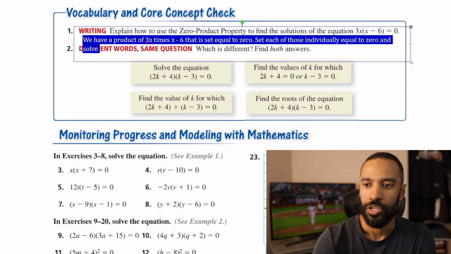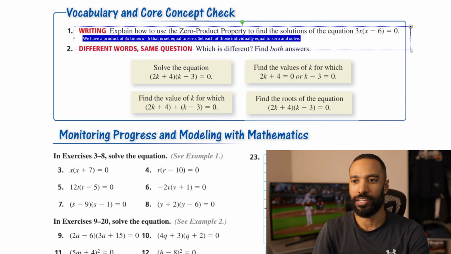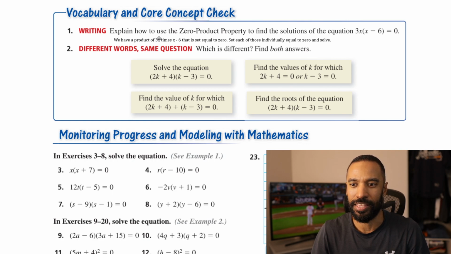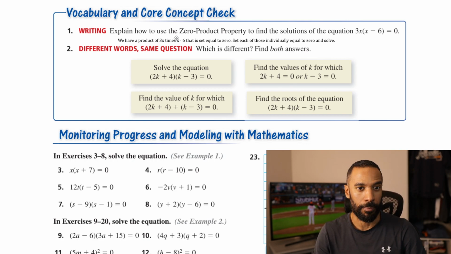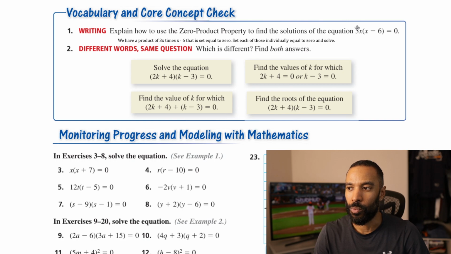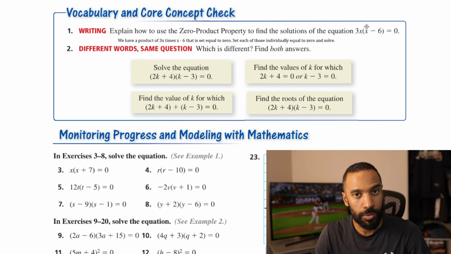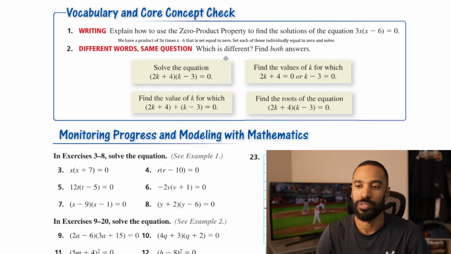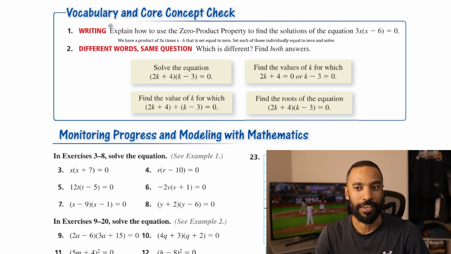So your goal of the zero product property is to have a product set equal to 0. We have that. This is already in factored form. So we're going to go ahead and set 3x equal to 0 and set x minus 6 equal to 0. And then we would solve. We would actually get x equals 0 and x equals 6 as our roots. It didn't ask find the solutions, instead explain how to. We're going to be doing a lot of practice with that.